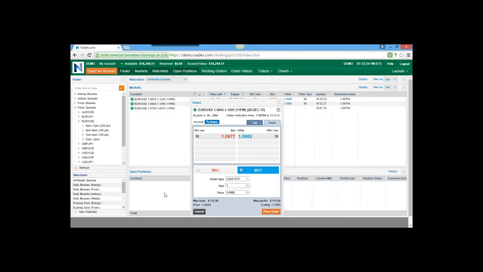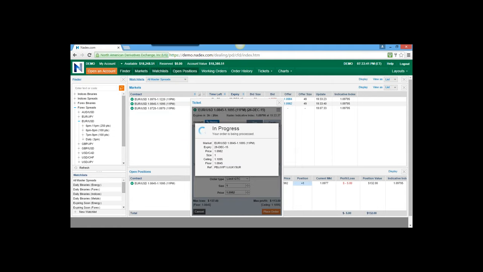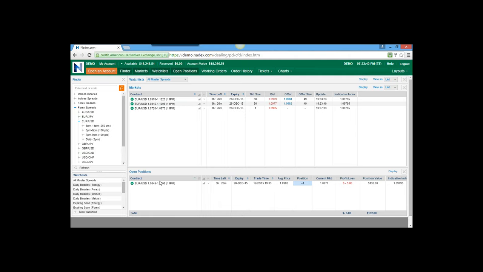Okay. I mean, if I were to place this trade right here and buy this spread, I buy it and it's there. It's in my working orders. I bought it. See, plus one means I bought. If I'd sold it, it would say negative one. So I bought this spread right now.